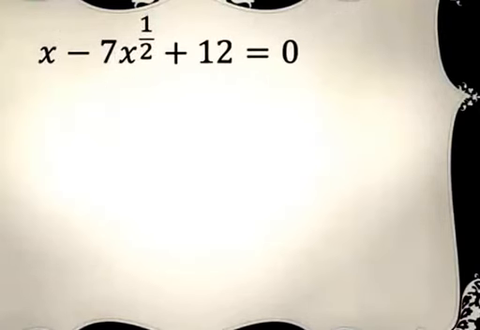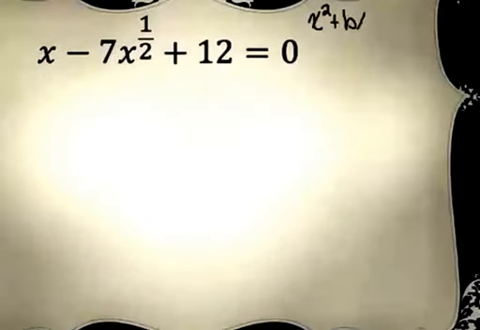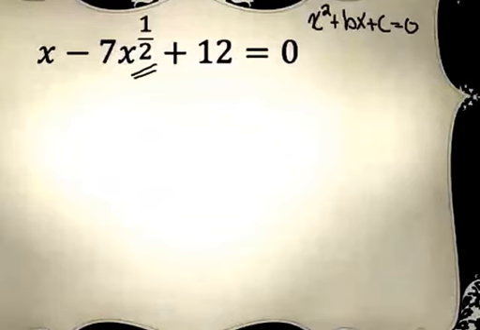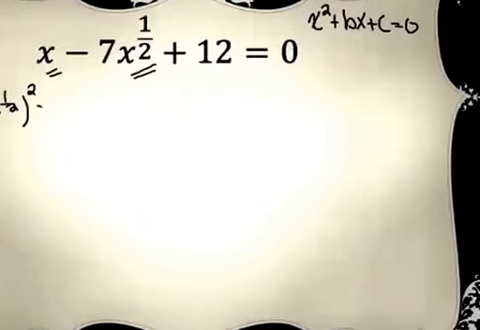Let's try this one. So once again, we still want x squared plus bx plus c equals 0. I have x to the 1/2 here, and I have x to the 1st. Well, one thing I know is that x to the 1/2 squared is the same thing as x to the 2 over 2, which is x to the 1st.